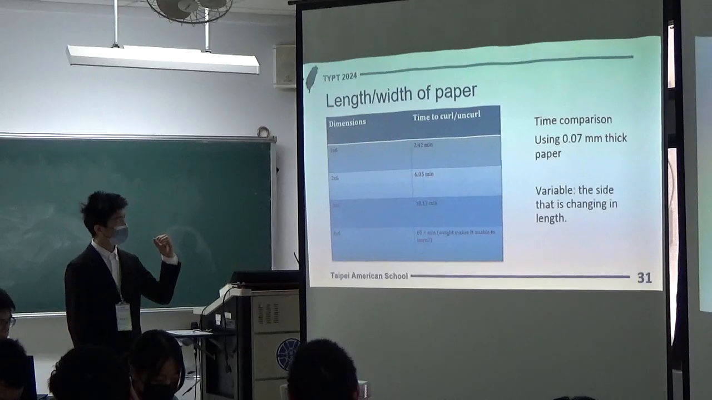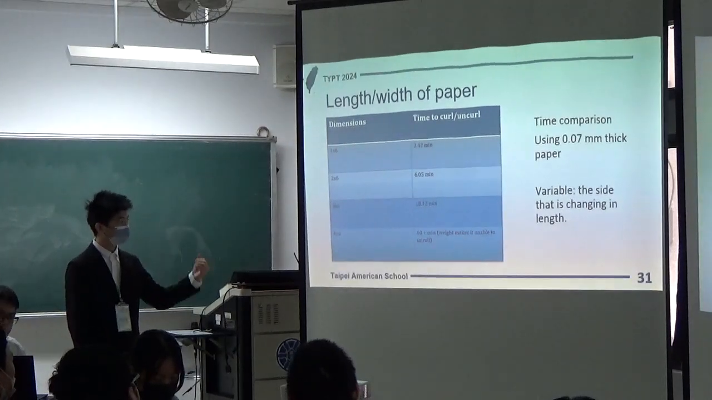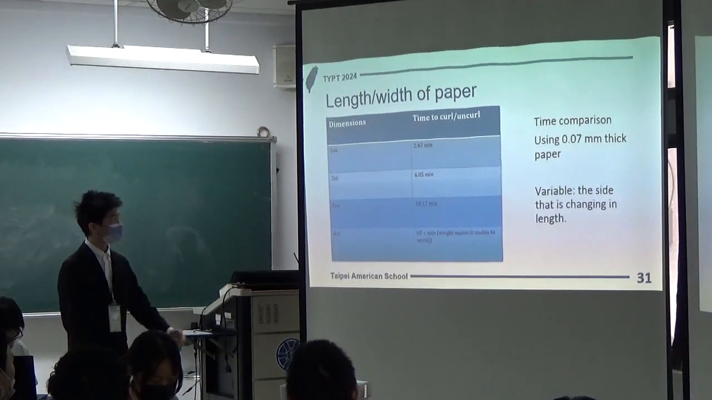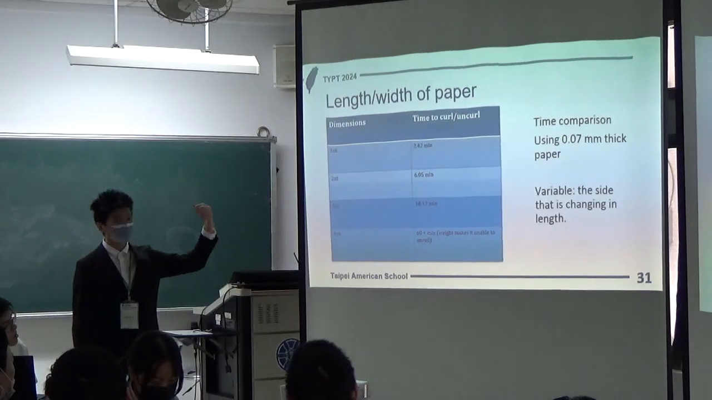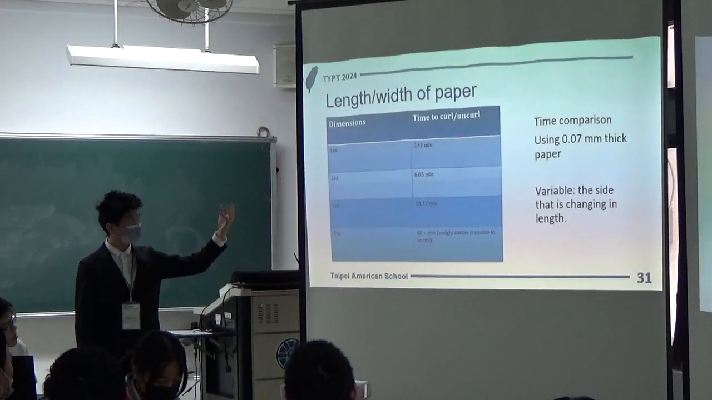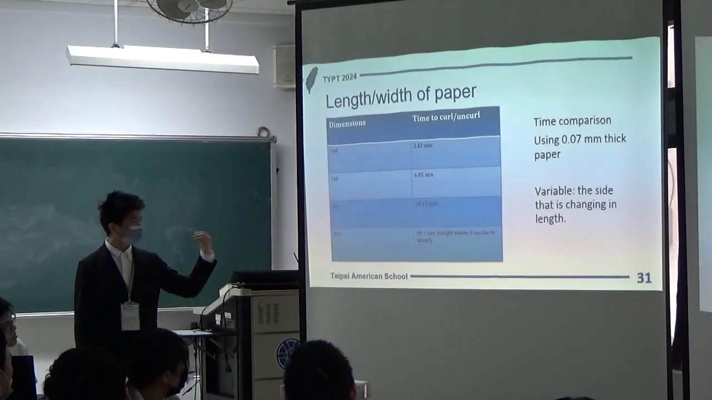This is the curling time for different dimensions of paper instead. As you can see, when it's 1 to 6, it's a lot faster to curl than the 4 by 6 ratio.